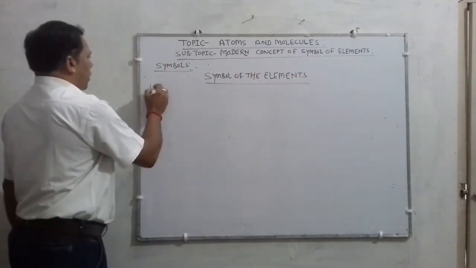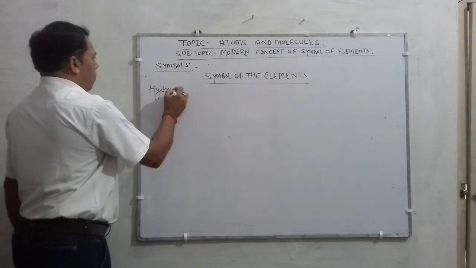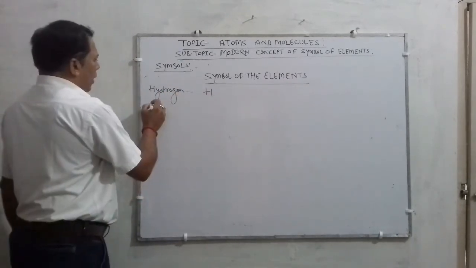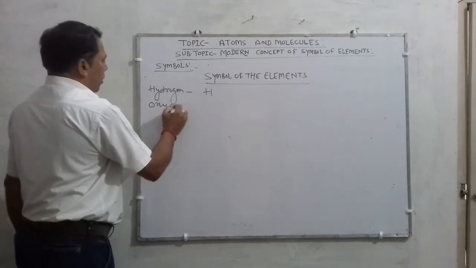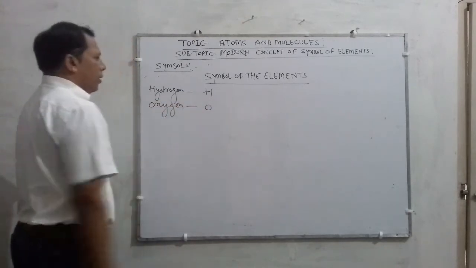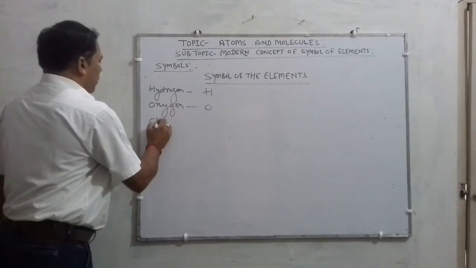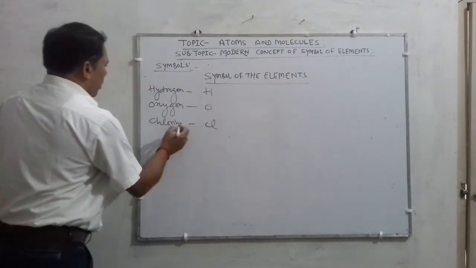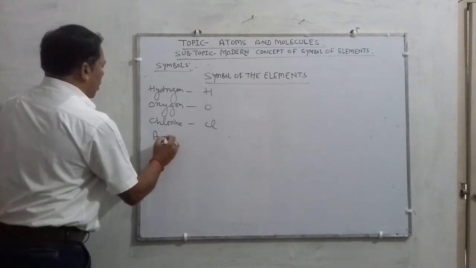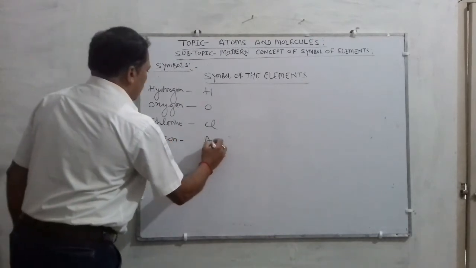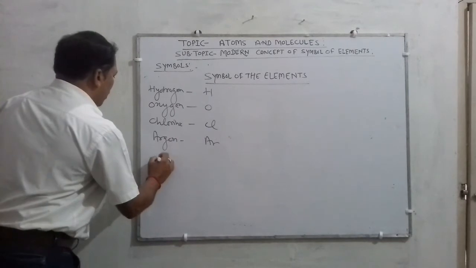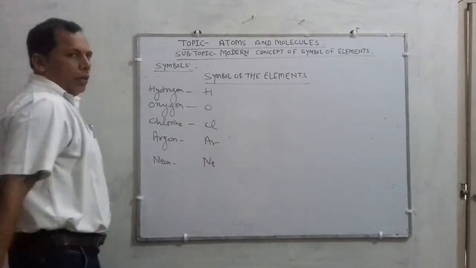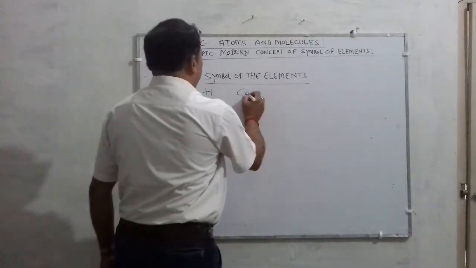Suppose the first element is hydrogen. The symbol of hydrogen is H. Similarly, the second element is oxygen. The symbol is very simple, O. The next element is chlorine. Symbol is Cl. Next element, argon. Symbol is Ar. Similarly, neon is another element. Symbol is Ne. Suppose you are taking calcium.